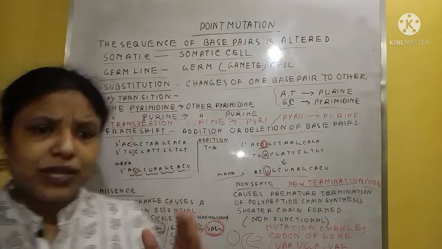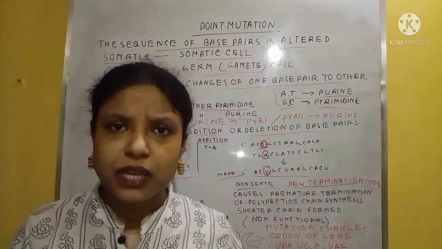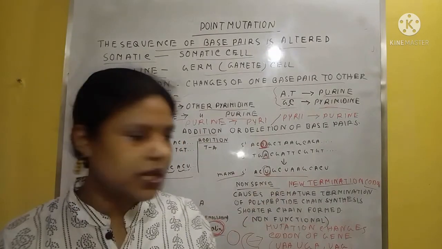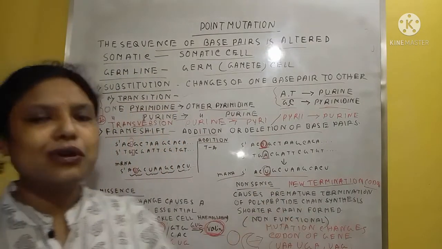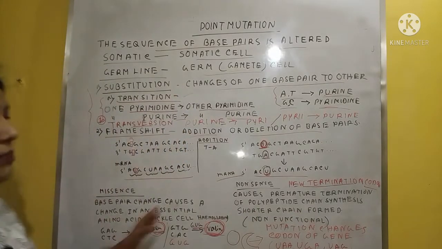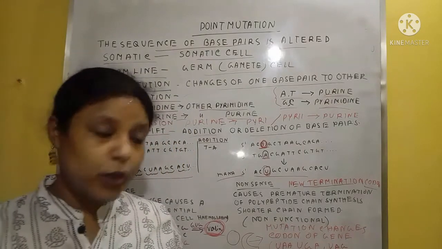The actual length of the polypeptide chain is very important for the formation of the essential amino acids. But when the polypeptide chain becomes shortened, then what happens? It becomes non-functional. So these are all about the mutations. After that, we learn another type of point mutation.